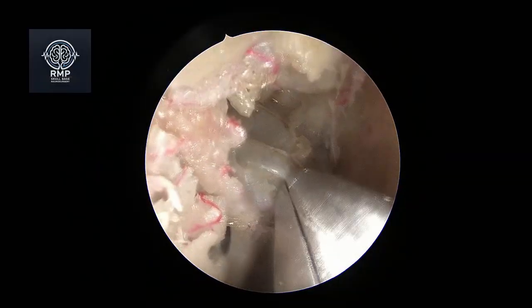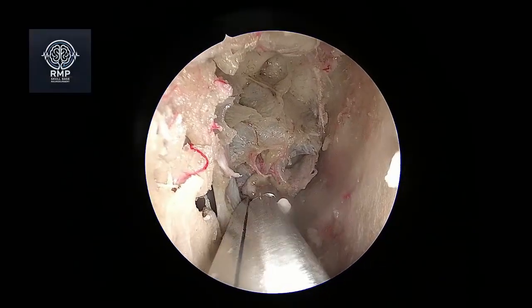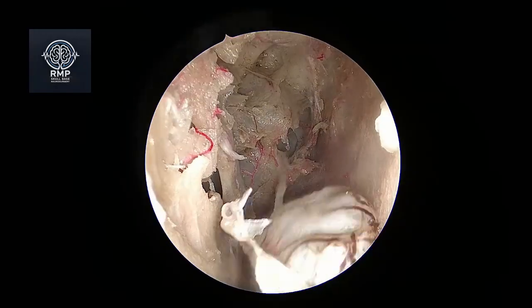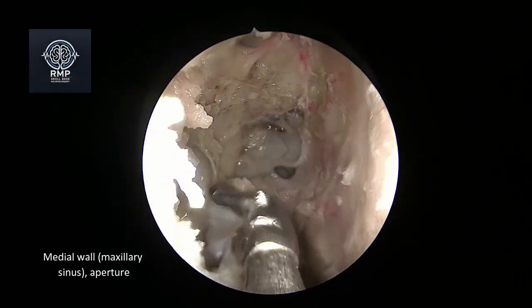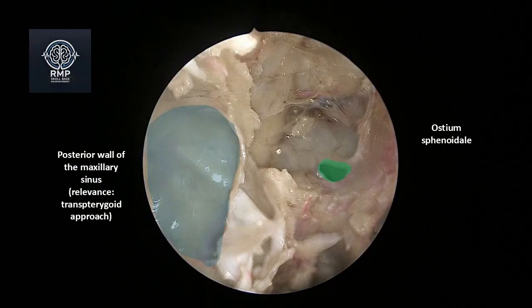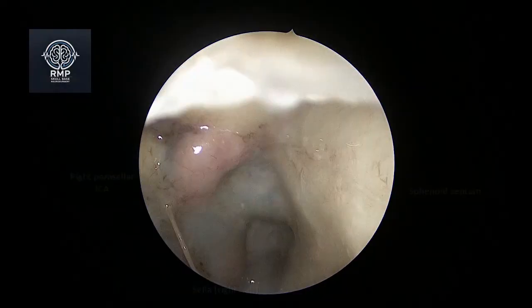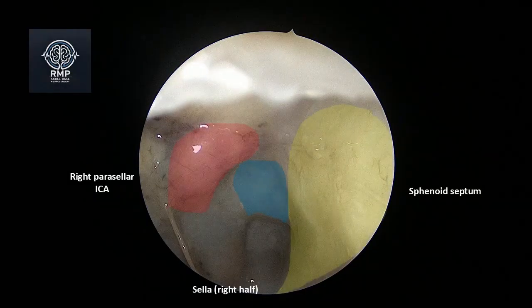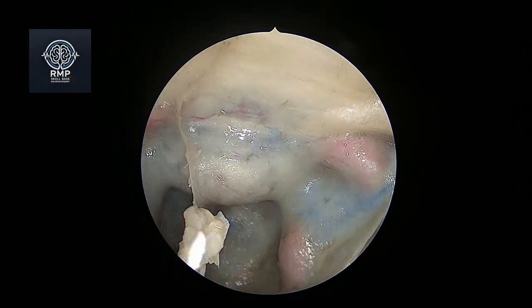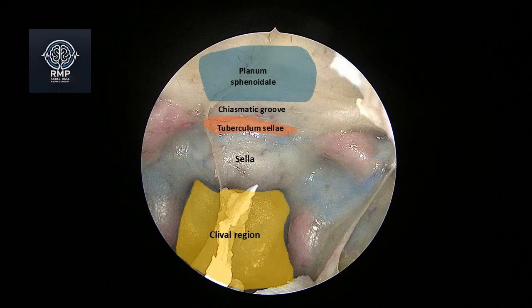The maxillary ostium is now widened using a backbiter, completing in this way a medial maxillectomy to improve access to the lateral spaces. Now we move the endoscope through the sphenoid ostium, and inside the sphenoidal sinus we identify midline landmarks such as the clival recess, sella, tuberculum sellae, and planum sphenoidale.